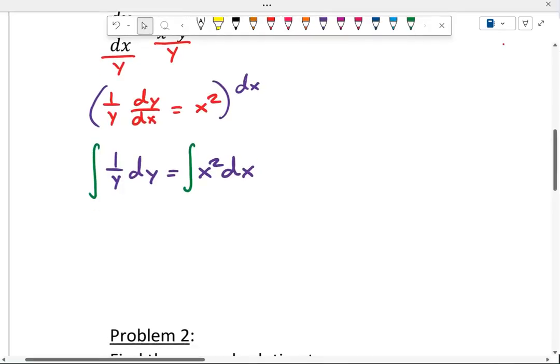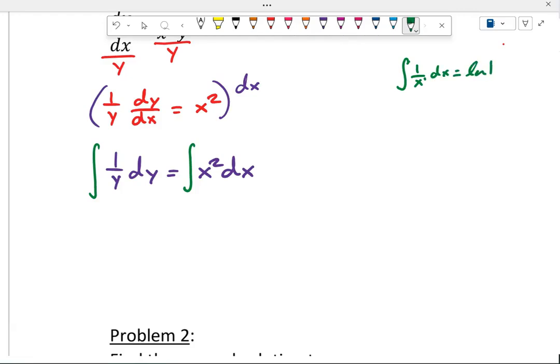1 over y. What is the antiderivative of 1 over y? Natural log. Now, I want to take a pause and talk about that. If you have the integral of 1 over x or 1 over y or 1 over u and you have a power of 1, then yes, that is the natural log. Okay?